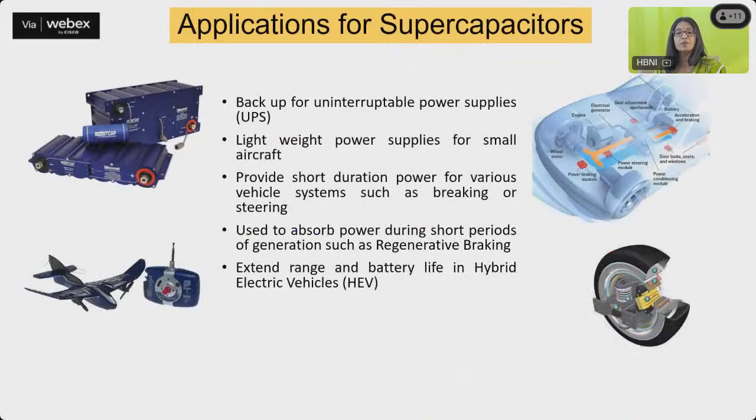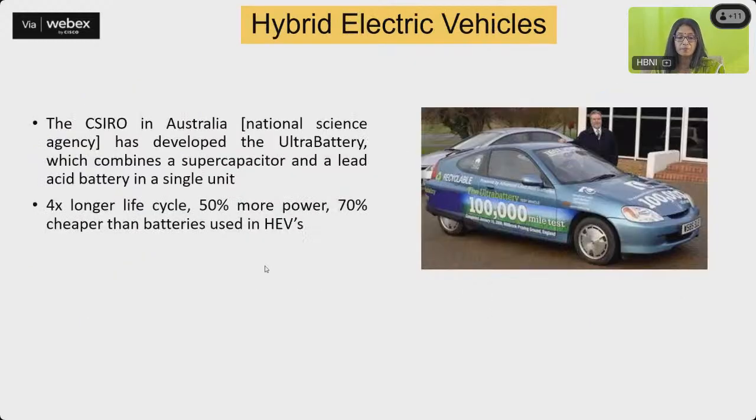So what are the different applications of supercapacitors? We spoke a lot about energy storage. We know a lot about where batteries are used. So where is the supercapacitor used? It is used for uninterrupted power supply devices. It is used as lightweight power supplies for very small aircraft. It provides short duration power for various vehicle systems such as braking or steering. It can also be used to absorb power generated during regenerative braking, and it can extend the range and the battery life in hybrid electric vehicles. So that is also a very important application of supercapacitors.